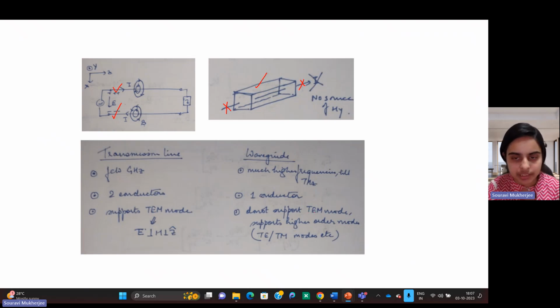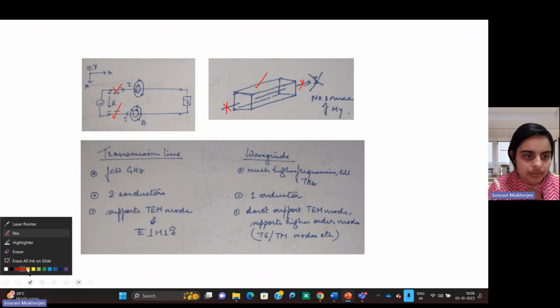TEM means transverse electromagnetic modes, right? Because the electric field and magnetic field both are perpendicular to the direction of propagation, that's why it's called a TEM mode. But there can be transverse electric or transverse magnetic modes, and that can come up in the waveguide. So we'll see how. Okay.